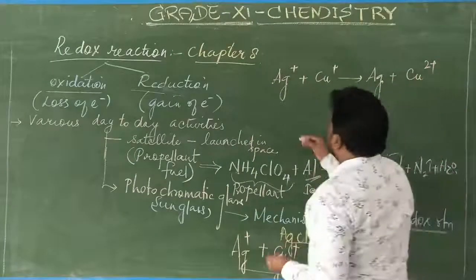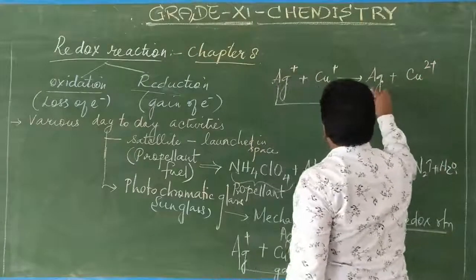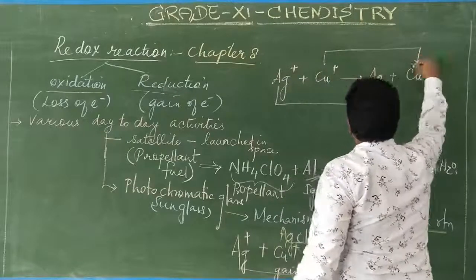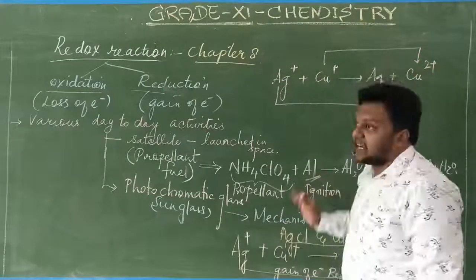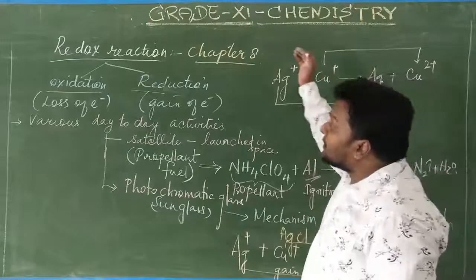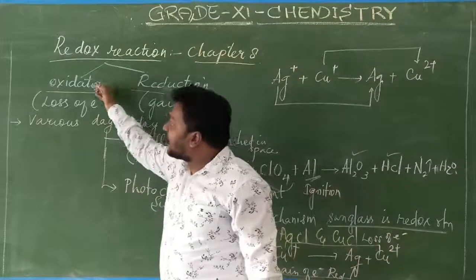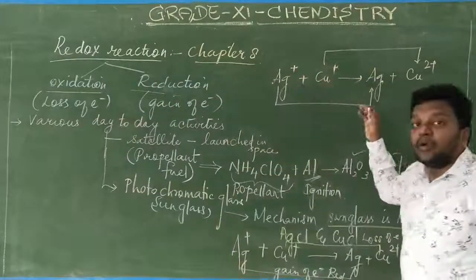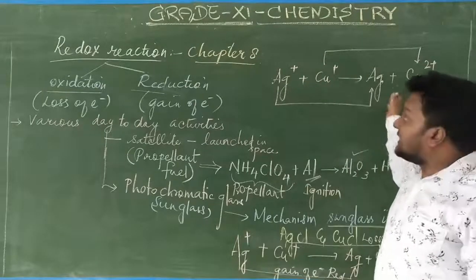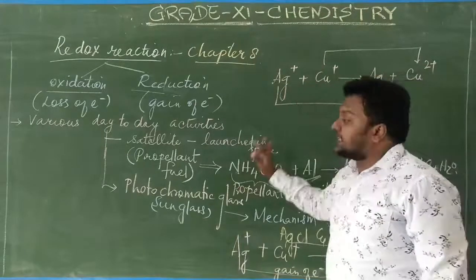So what's happening here? Ag plus becomes Ag and Cu plus becomes Cu2 plus. So both oxidation and reduction take place. Now, I haven't come to the theory part. When I come to the theory part, I will explain what is oxidation and what is reduction in terms of electron transfer. Just the example I am giving you.